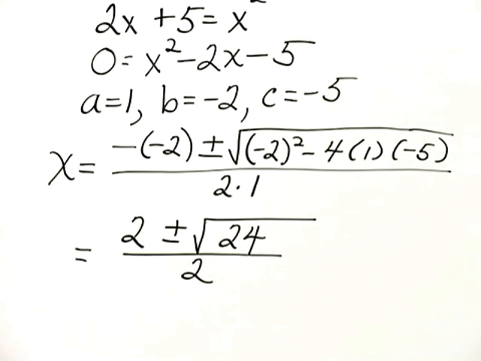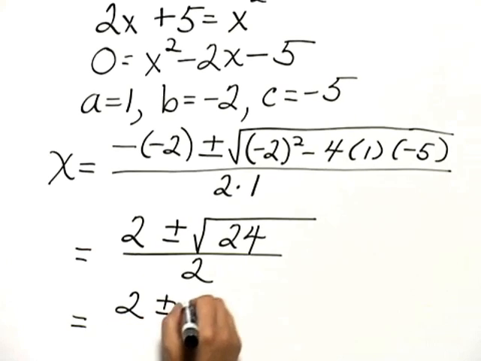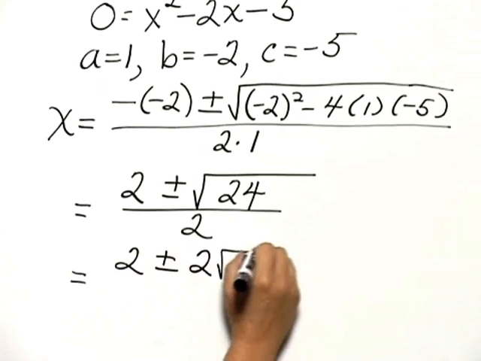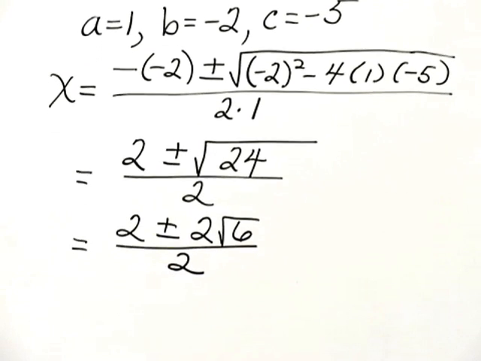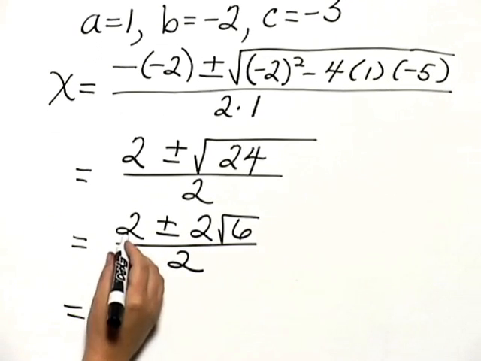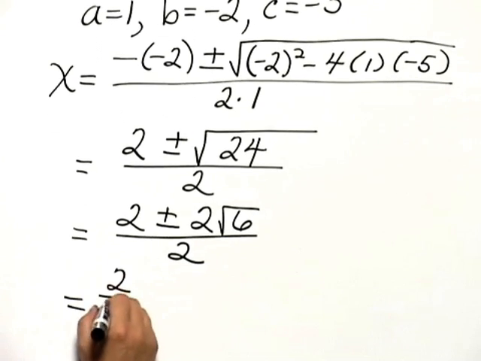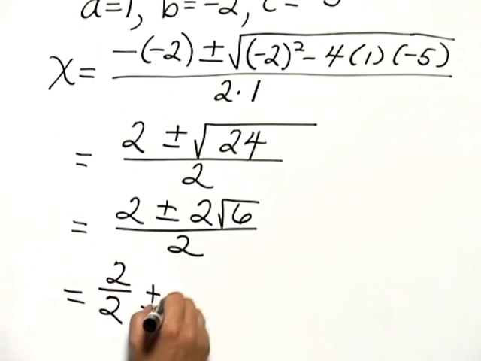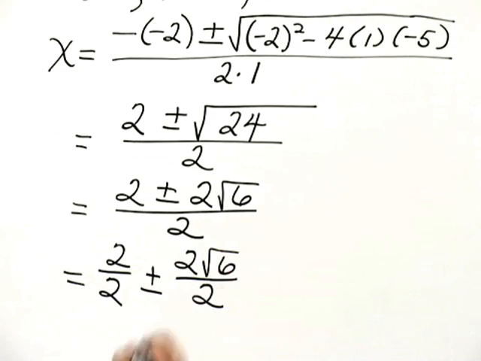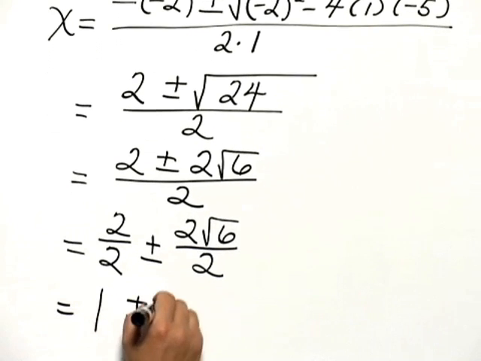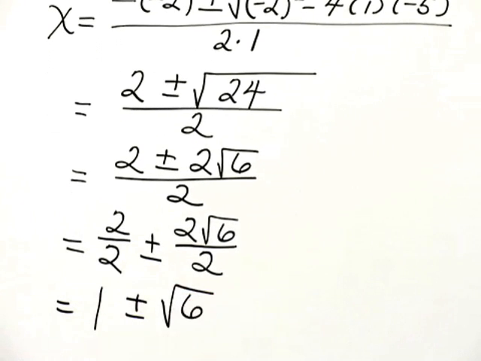The square root of 24 we can simplify. We can write that as 2 times the square root of 6, and that's all over 2. And now to simplify this, let's write this as 2 over 2 plus or minus 2 square root of 6 over 2. And then we can see that we have here 1 plus or minus the square root of 6.